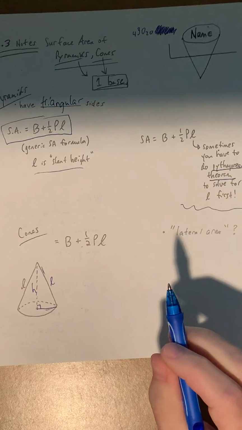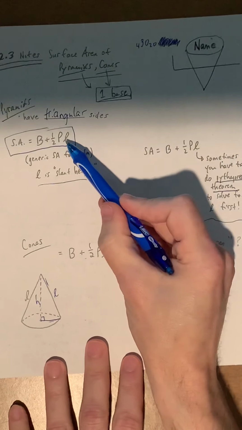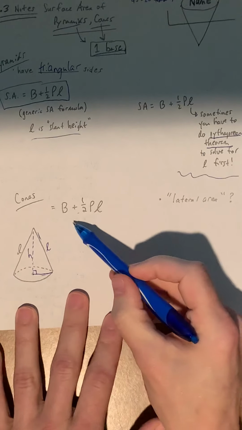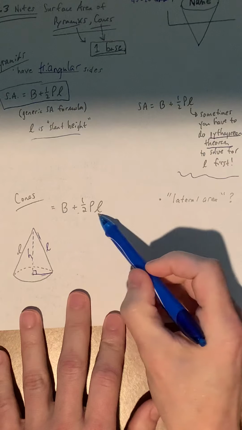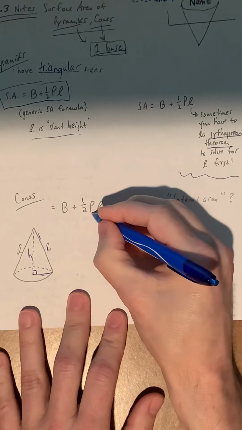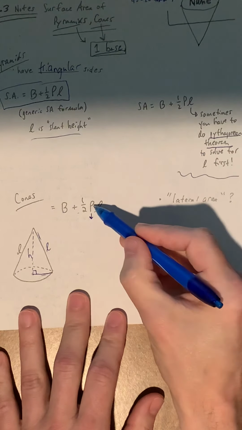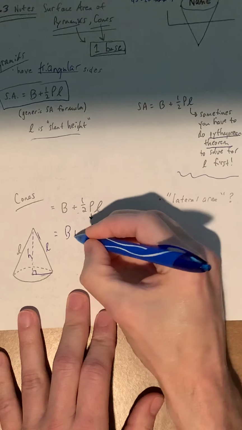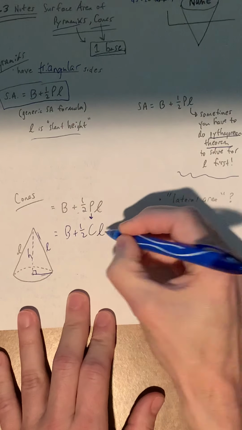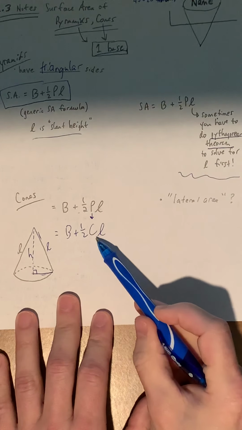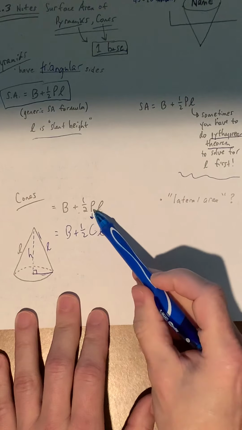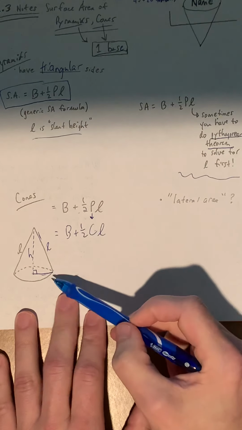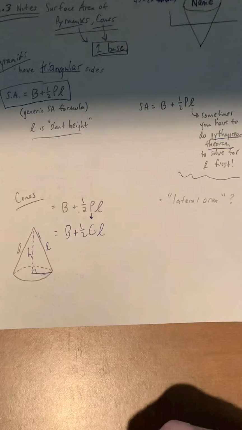All right, so we're going to use this for pyramids and pretty much also for cones. Let's look at cones real quick. Cones, you can use the same formula. The only difference is that, remember, you really don't call it the perimeter of the circle, you call it the circumference. So you can adjust this a little bit to B plus 1/2 CL if you want. Just remember, perimeter of the cone is the circumference of the cone, which is the circumference of the circular base. Okay?